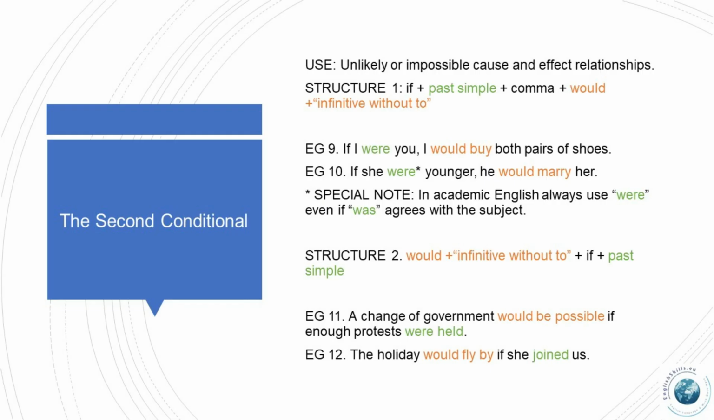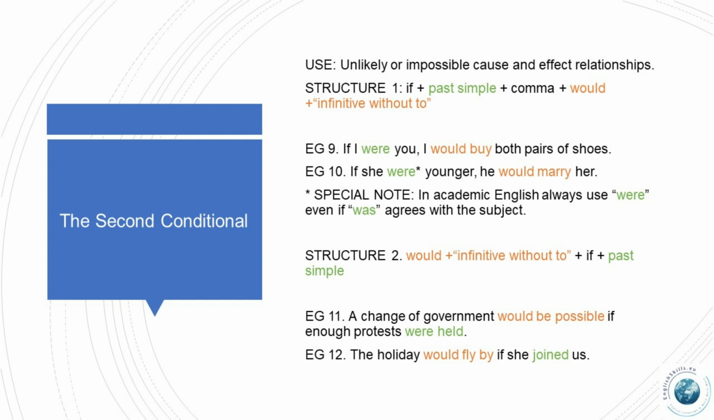Always use were in the second conditional. It's that simple. If I were you, if she were younger, if they were, he were, it were, whatever it may be. Structure 2, again, we're going to reverse the structure here: would instead of will, plus infinitive without to, plus if, plus past simple.